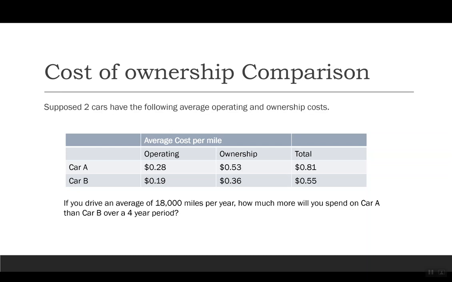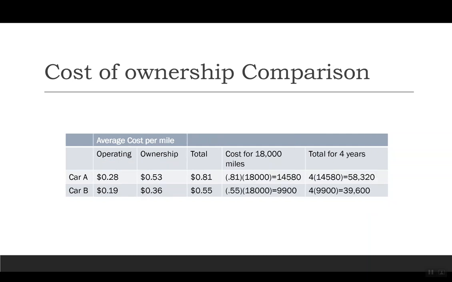So let's say we drive an average of 18,000 miles per year. How much more will we spend on car A than car B over a 4-year period? All right, so we're going to start by just looking at how much would we spend per year. So if we went 18,000 miles a year and there was 81 cents per mile for car A, I have 0.81 times 18,000 says I'll spend $14,580 a year. I multiply it by 4 years, so I spend $58,320 over the 4-year period.